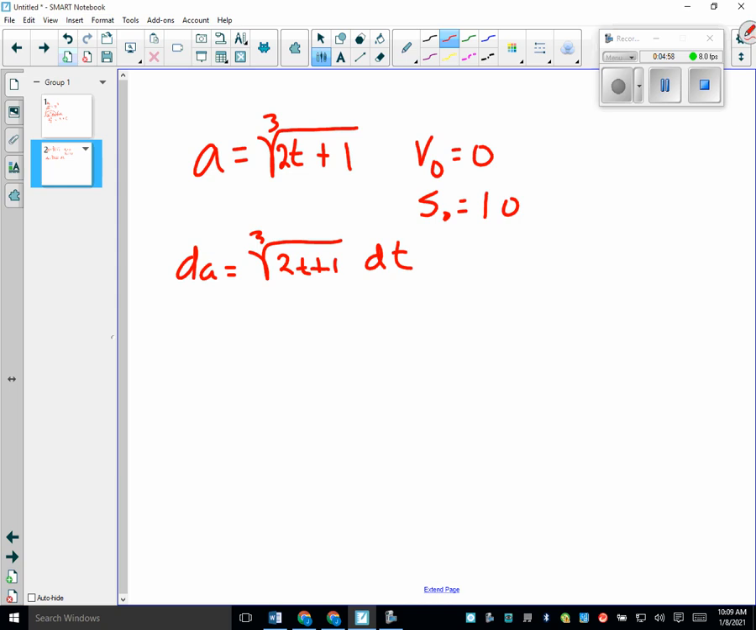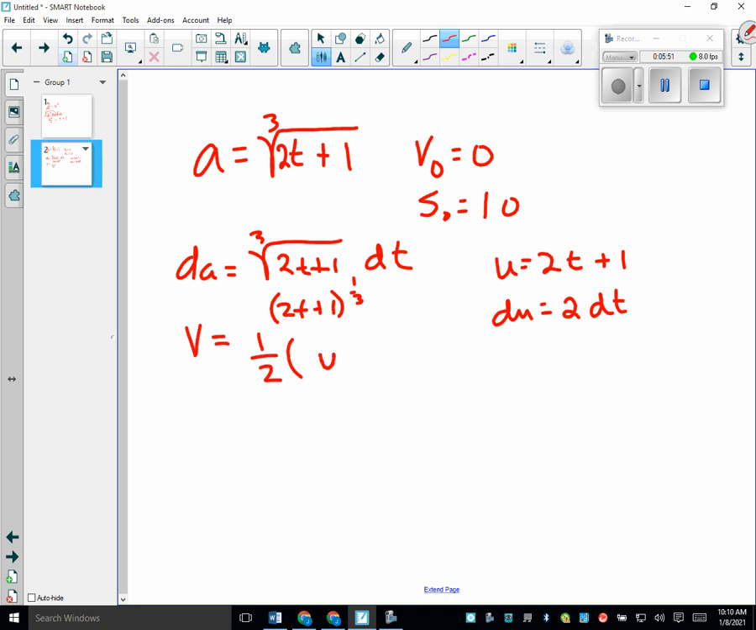Well, the antiderivative of dA is what? Well, no, what is it? What's the antiderivative of acceleration? Velocity. Right? So V is equal to, what am I gonna do with this piece? Okay. You wanna say 2t plus 1 to the 1/3, but do I need a du? Oh, yes. U? That doesn't matter. U is 2t plus 1. Du is 2dt. So what do I need? A half. So is it 1/2 u to the 4/3 over 4/3?